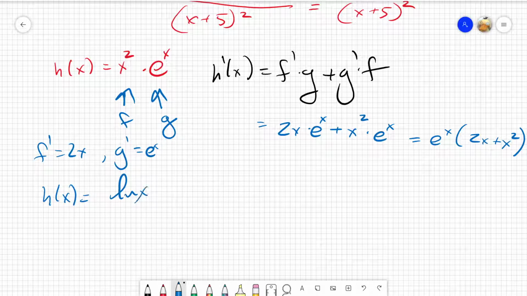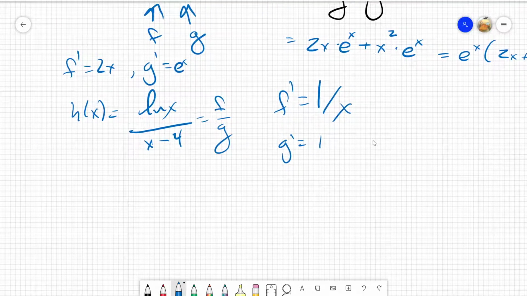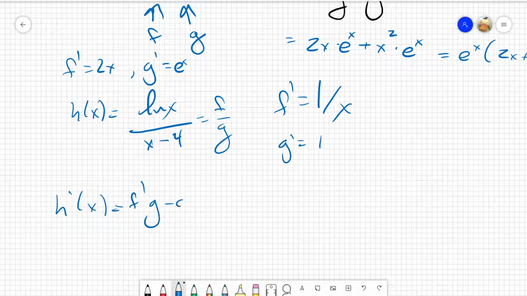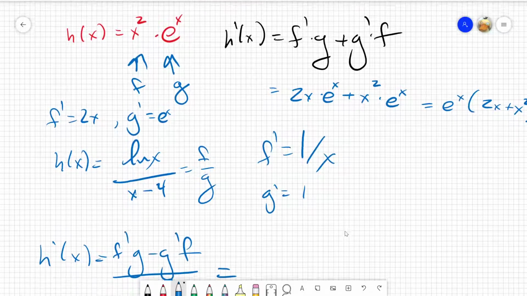equals the natural logarithm of x over x minus 4. So we'll think of this as f over g. f prime is 1 over x, and g prime is 1. So this should not be very difficult. When I find h prime of x, it's going to be f prime g minus g prime f all over g squared. And so I can sort of glumly plug all these numbers in.